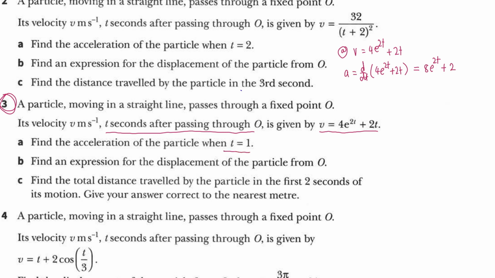So at time t equals 1, let me write, when t equals 1, our acceleration equals 8e^(2×1) plus 2. So our final expression, you can write 8e² plus 2, and this is the acceleration of the particle, our answer, because its unit is meters per second squared.